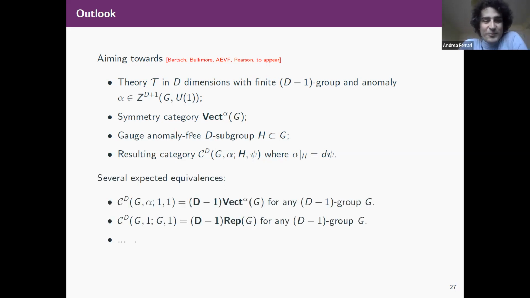And we have several expected equivalences between these categories. Sorry, we can gauge nothing and get D-1 Vect, or we can gauge everything and get D-1 Rep. And there will be many steps in between with various combinations. And this will have to interplay with all these gauging procedures that I listed at the beginning, and provide a systematic framework in which to understand them.